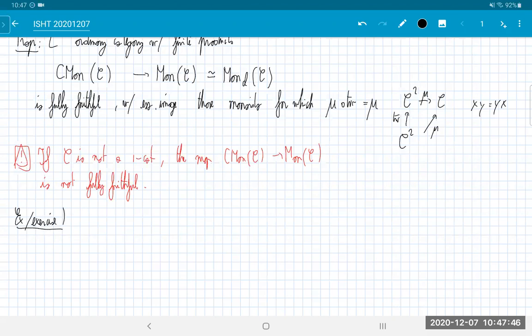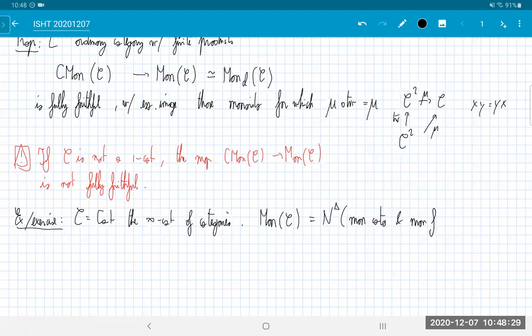Example/exercise, if you have really a lot of patience. I did it once. I'm probably never going to do it again. So let C be Cat, the infinity category of categories. If you want the full subcategory of infinity categories spanned by the nerves of categories, or if you want the simplicial nerve of the canonically enriched category of categories, where you take, you know, as a mapping space, the nerve of the groupoid of functors and natural isomorphisms, then a monoid in C is exactly the nerve of monoidal categories and monoidal functors. Commutative monoids in C is the nerve of symmetric monoidal categories and symmetric monoidal functors.